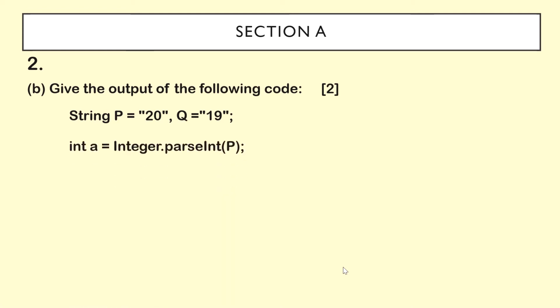Now integer A is Integer.parseInt(P). So whenever we are doing parseInt, we generally have converted the string into integer. And integer B equals Integer.valueOf(Q). Whenever we are taking valueOf Q, we are not converting it into integer, but yes, the value is taken and stored in the box integer B.